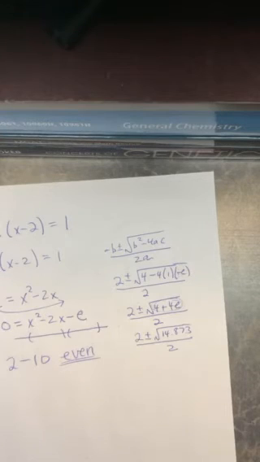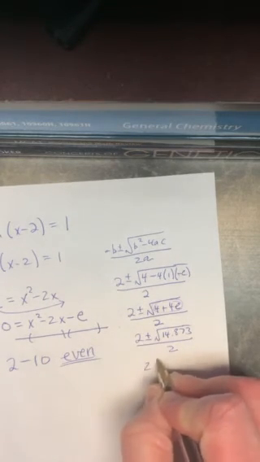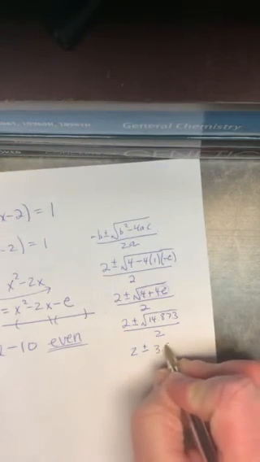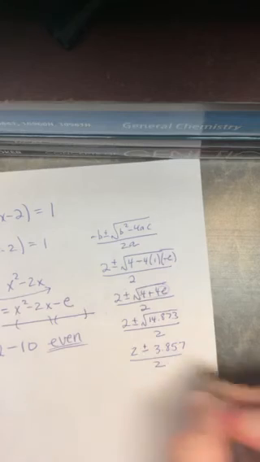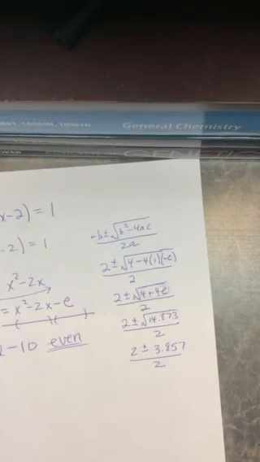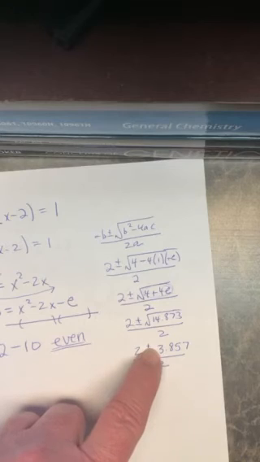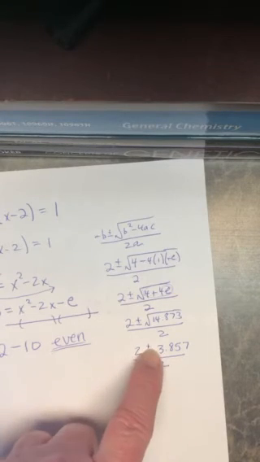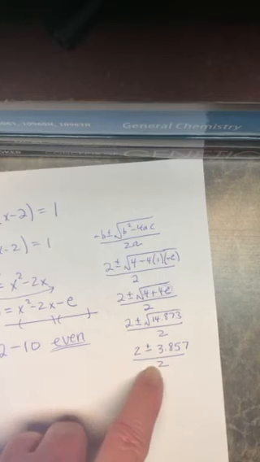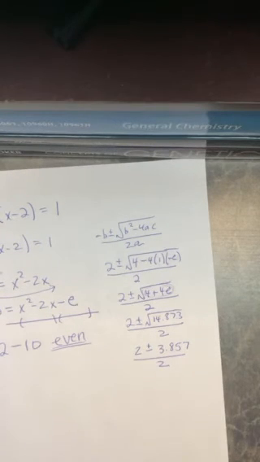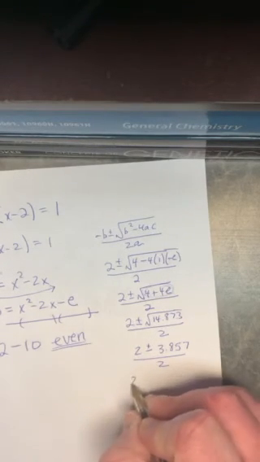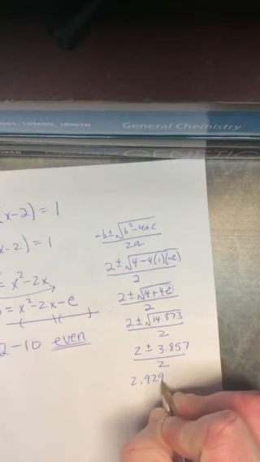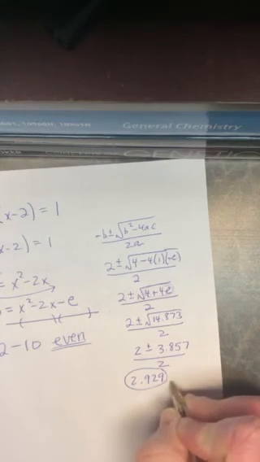So I'm square rooting that answer that's on my screen, and I'm getting 3.857. So this is 2 plus or minus 3.857 all over 2. Keep following with me. So guys, 2 plus 3.857 would be what? 5.857 divided by 2. So I'm pushing 5.857 divided by 2, and I'm getting 2.929. There's one answer.